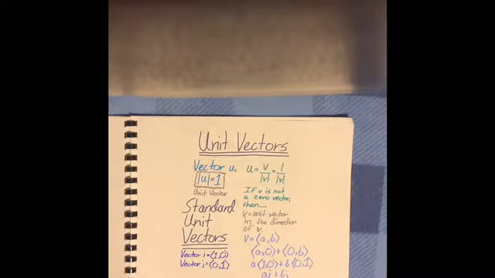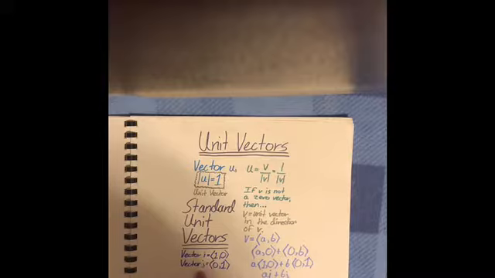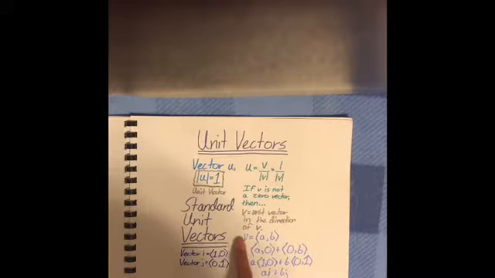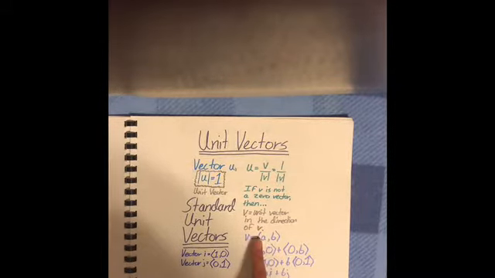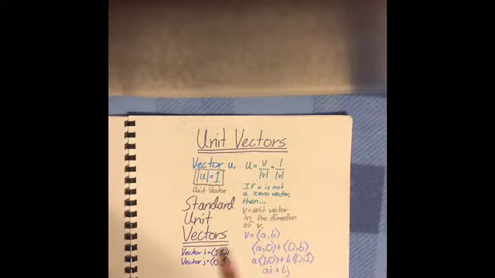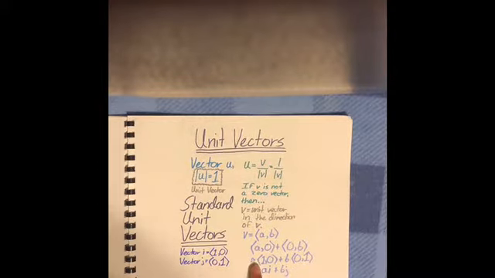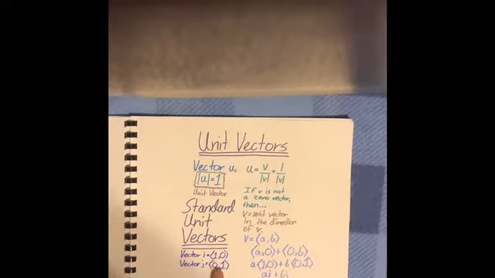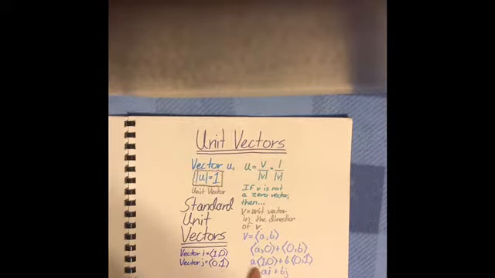So then we're going to go on to the standard unit vectors, and that is when you have vector i and vector j. If the vector is, like we talked about before, a comma b, then you're going to have a comma 0 plus 0 comma b, because you're using these, and then you take out the a and b, so you have a times i plus b times j. They're just showing you that this is the same as this.